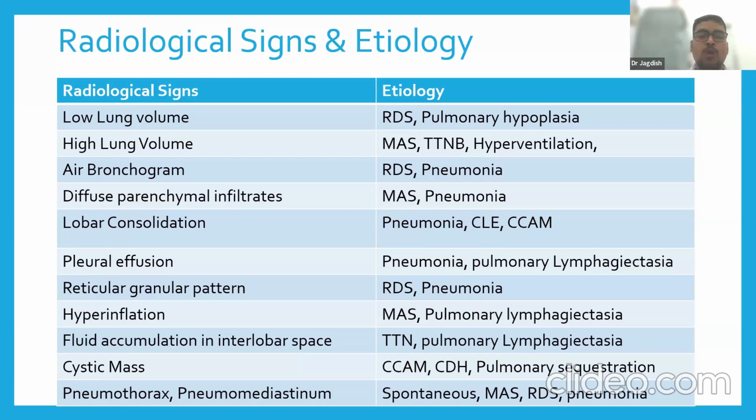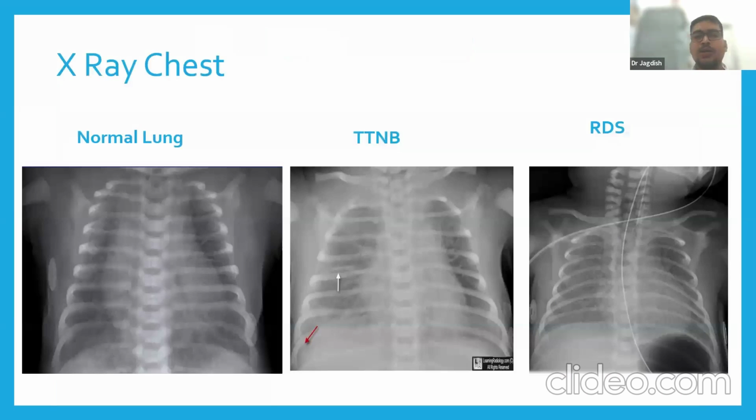Also, we can see pleural effusion, lobar consolidation, or a reticulogranular pattern in the X-ray, and we can get a diagnosis. In the left-hand picture, you can see the normal X-ray. You can look at the heart shadow and the lung fields. The lung fields look normal with a normal vascular pattern. But in the second picture, you can see there is fluid in the fissure, and there may be some amount of effusion if you look at the right costophrenic angle.